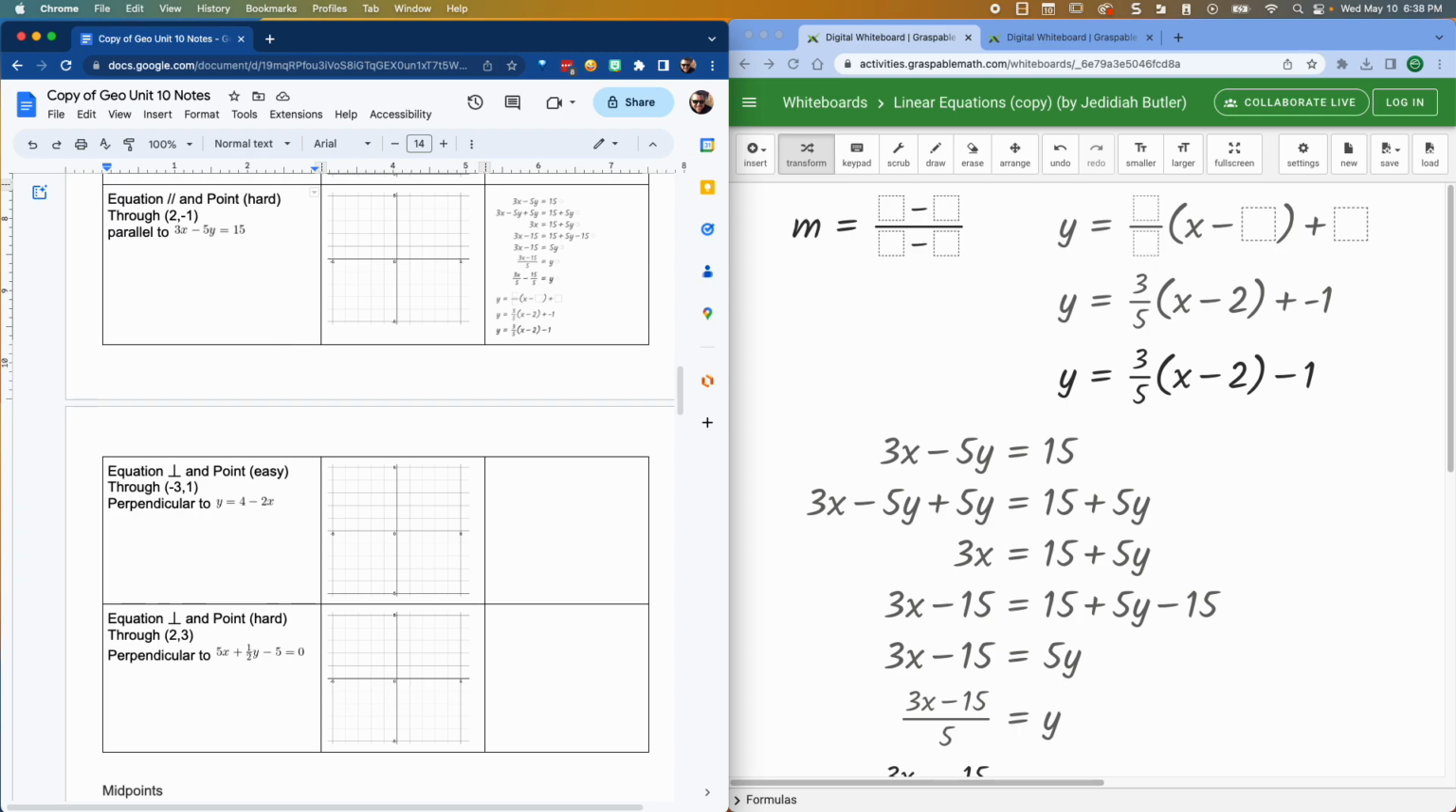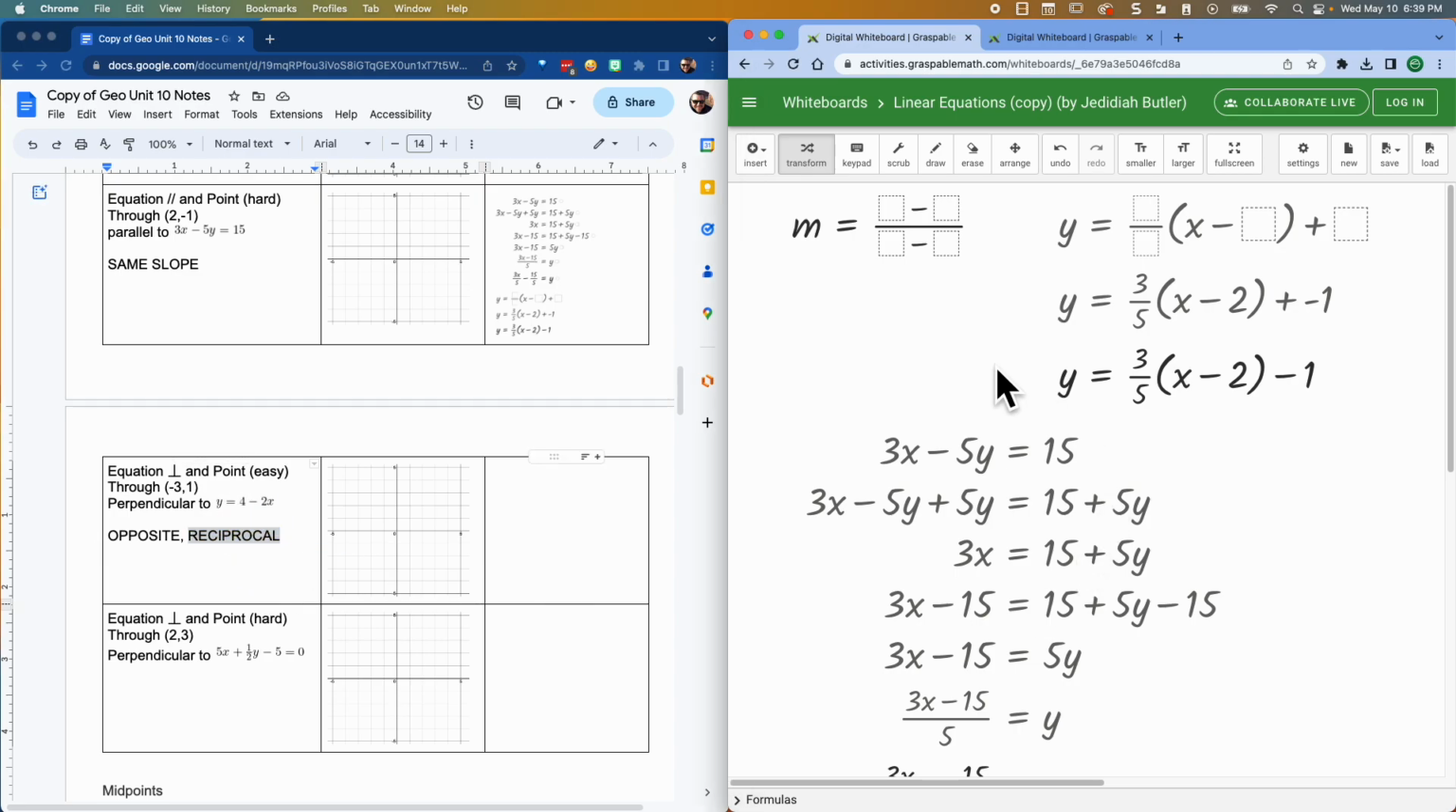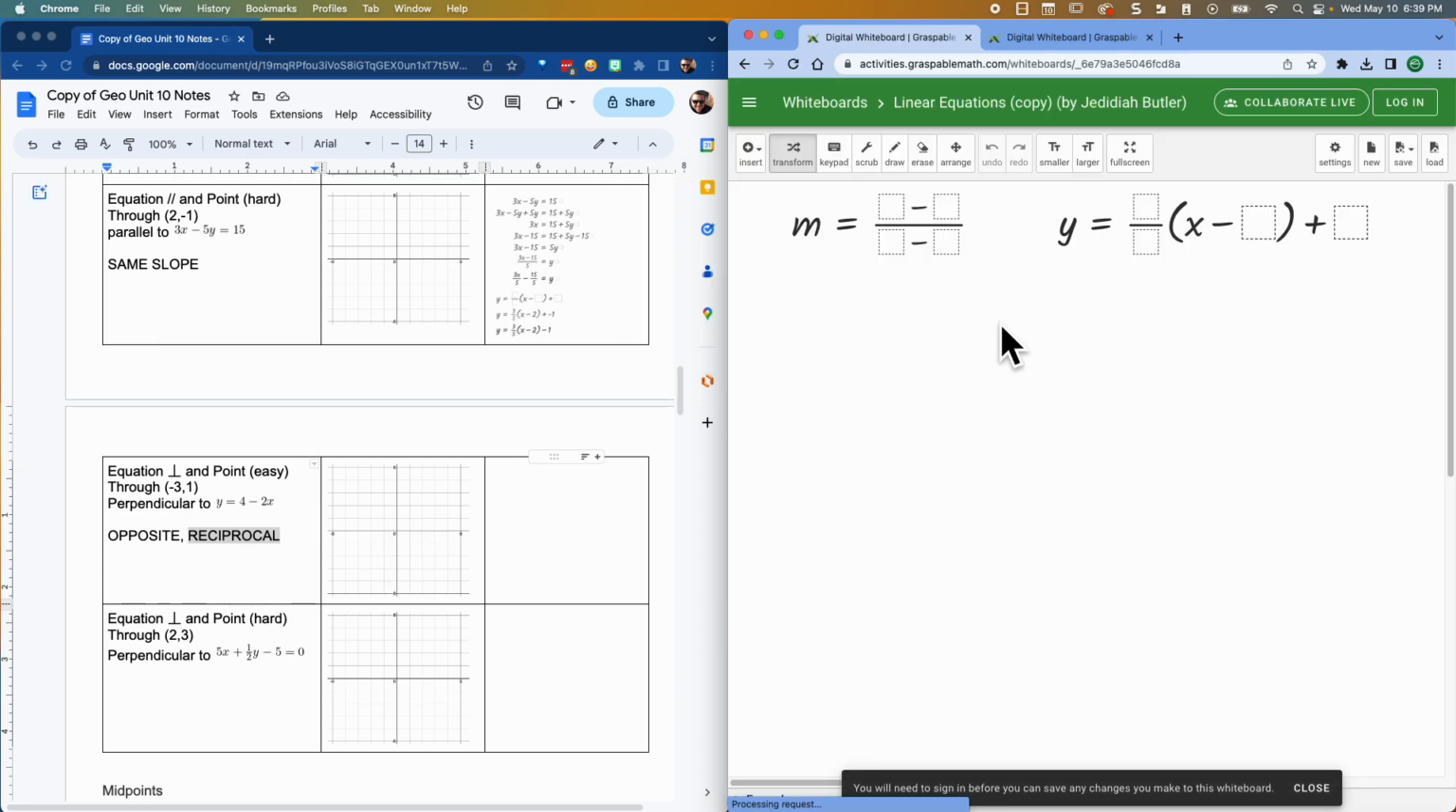So again, parallel, as a review from earlier, same slope. Perpendicular means we're going to be doing opposite reciprocal. What does that mean? That means opposite means if one of them's positive, the other one's going to be negative. And reciprocal means take the fraction of the slope and flip it. Reciprocal is when it's like 1/2 becomes 2/1, or 3/4 becomes 4/3.